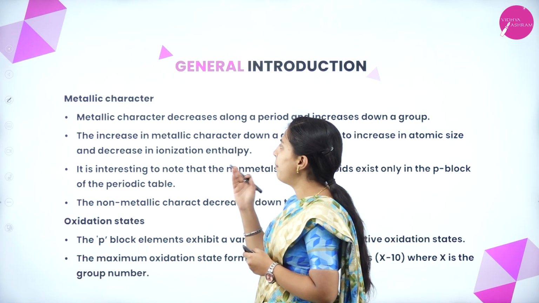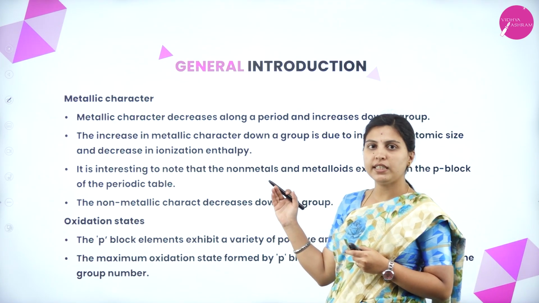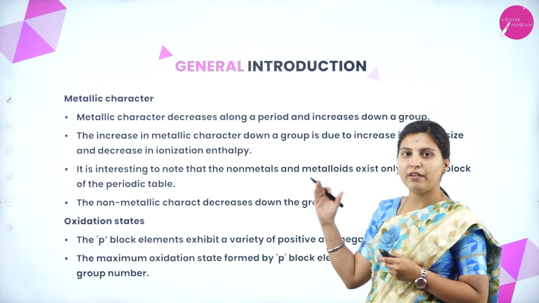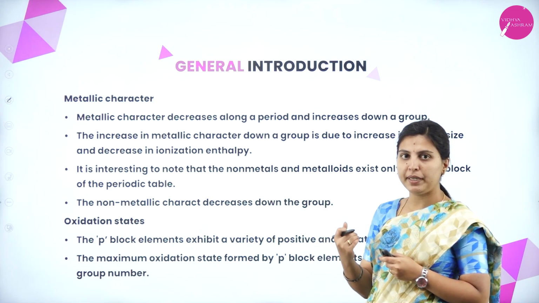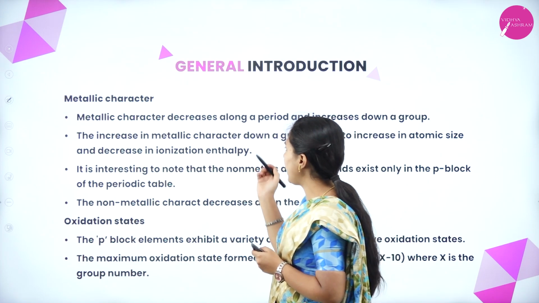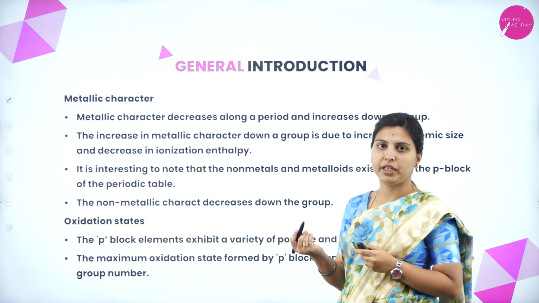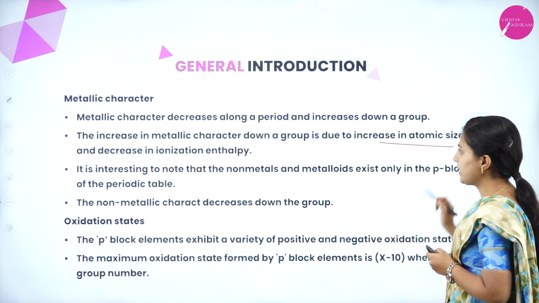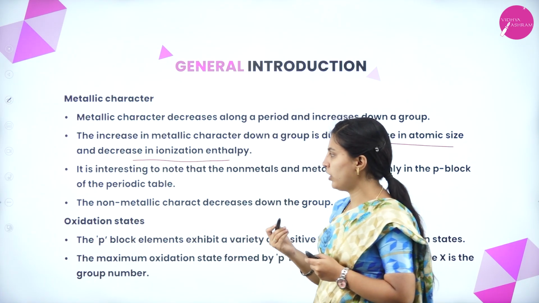Next, metallic character. Metallic character decreases along a period and increases down the group. We have seen that first, s block elements are metals, d block elements are also metals. In the p block, we have seen half of the metallic character. That means from left to right of the periodic table, metallic character decreases, but down the group metallic character increases. The increase in metallic character down a group is due to the increase in atomic size and decrease in ionization enthalpy. Why will this happen down the group? This will happen due to increase in atomic size and decrease in ionization enthalpy, so the metallic character keeps on increasing.